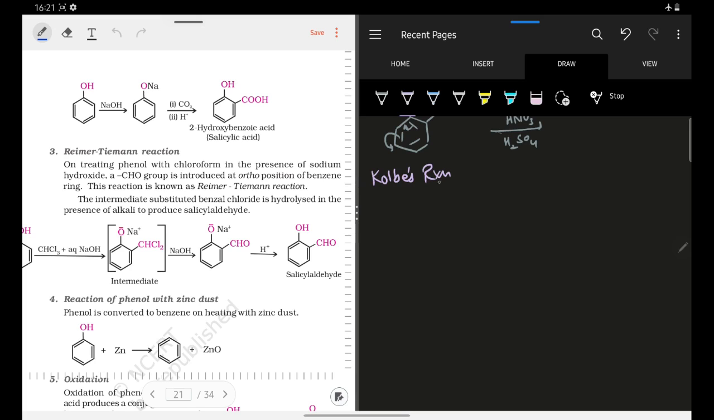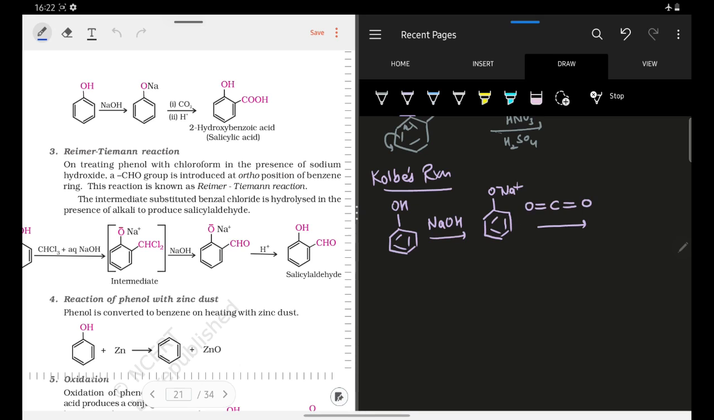What happens in Kolbe's reaction is that I have a phenol, and I treat it with a base. The base usually is a hydroxide base, so NaOH, KOH, anything can be used. It will lead to the formation of sodium phenoxide. We know, I have already told you that phenol on treating with NaOH or sodium leads to sodium phenoxide formation. Now this sodium phenoxide is made to attack CO2.